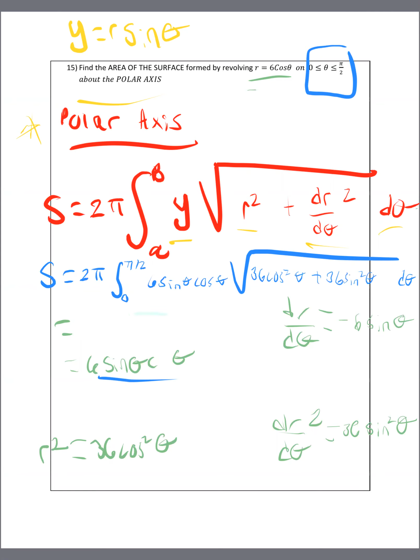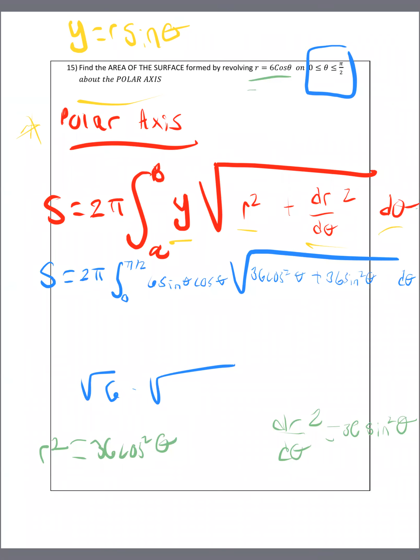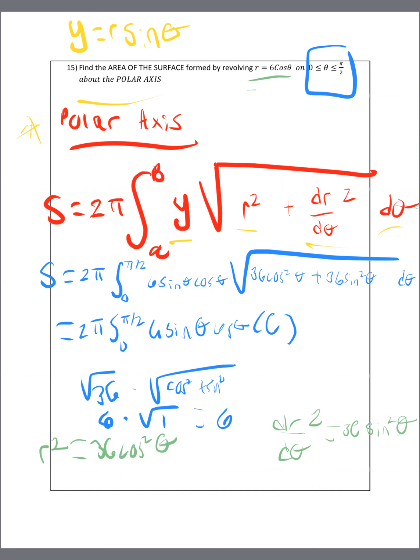To avoid the manipulation we did before, I think it goes without saying that this sine squared of theta plus cosine squared of theta will simplify. It'll end up being, well, here, I'll just do it really quickly. It'll end up being radical 36 times the cosine squared plus sine squared. This is 6 times radical 1, which is just equal to 6. So instead of doing more manipulation, I'm just going to write the 6 here on the front, of course. But to avoid rewriting that radical, you guys just know it's 6.